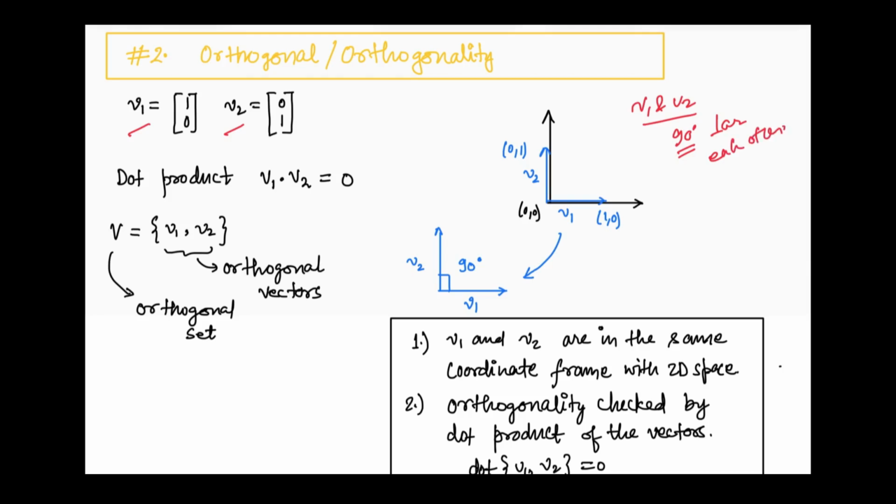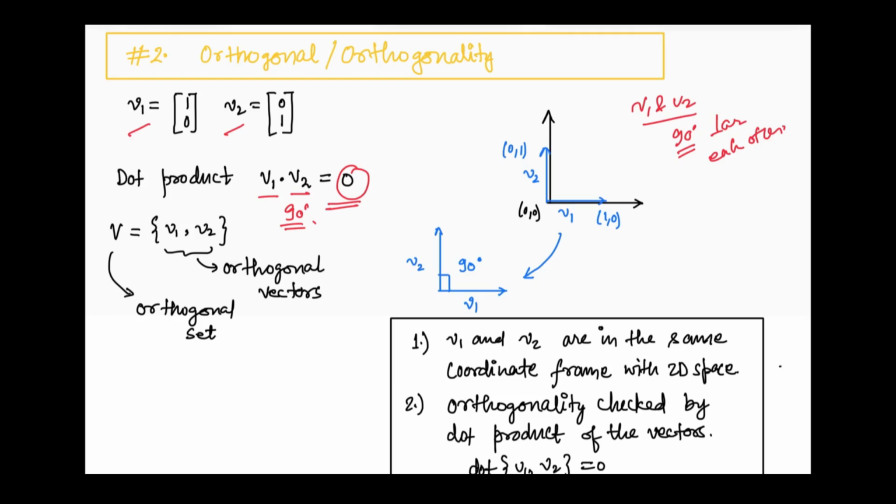The way to find whether two vectors v1 and v2 are perpendicular to each other or not is by finding the dot product of those two vectors, and if the dot product is 0, then the vectors are said to be perpendicular to each other, or at 90 degrees.